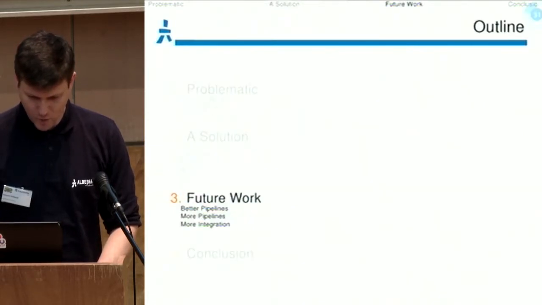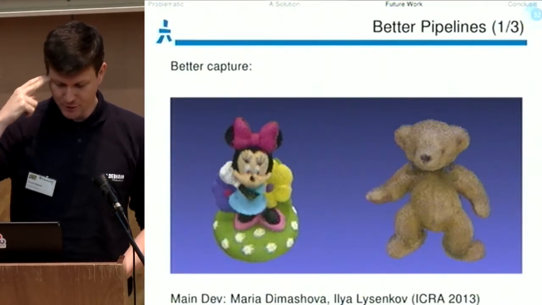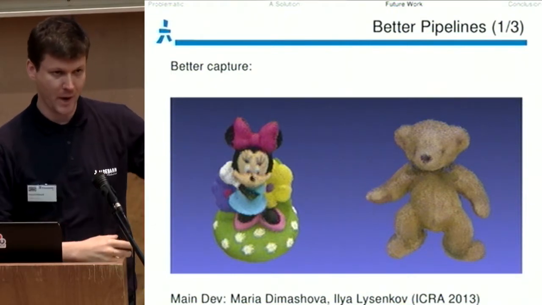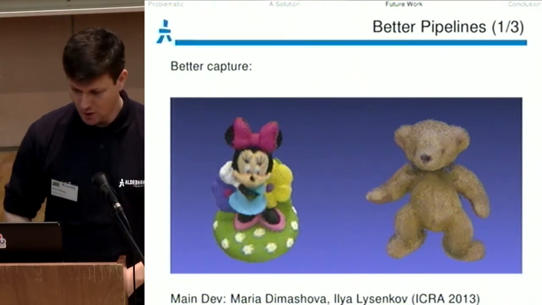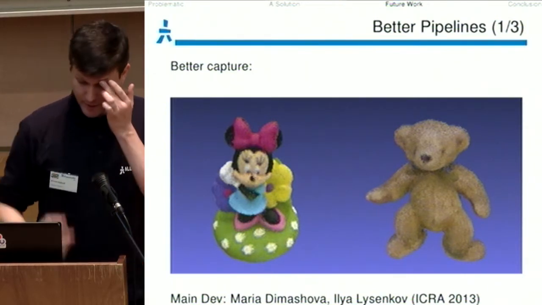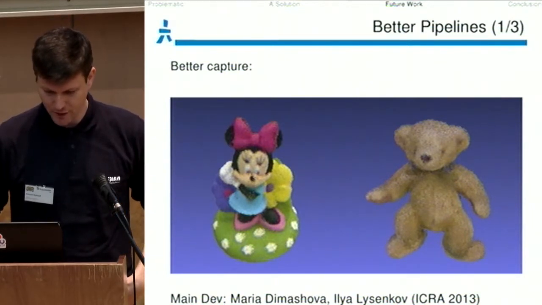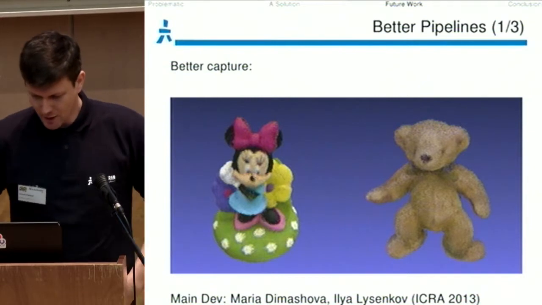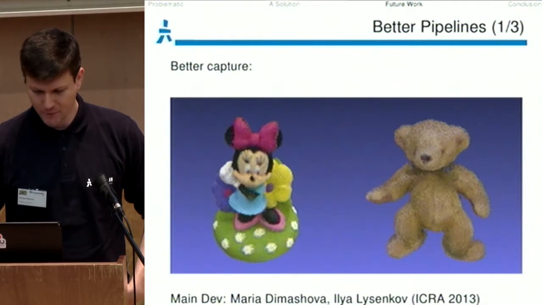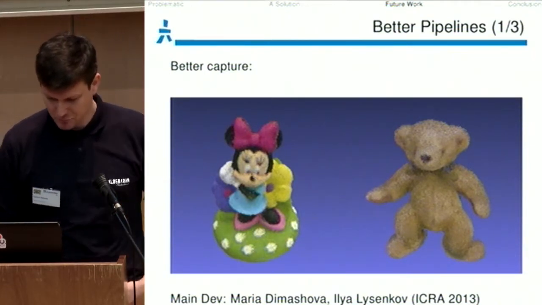And what are we working on, or what needs to be improved? Well, better pipelines. The capture you saw is pretty coarse. It's really just figuring out the pose from the dot pattern, and then merging everything together. That's cool, but that's really not good enough. So Maria and Ilya, who are here, developed a technique for model capture. And same thing, there were a few out there. This one just works pretty well, and the code is online. We just need, I think, to write a few tutorials to really use it in there.